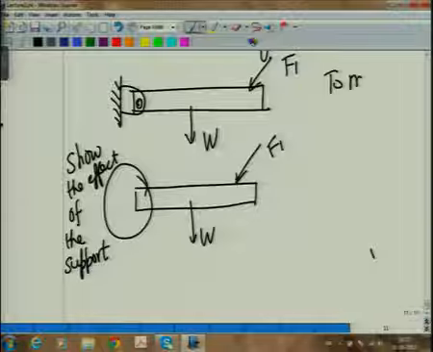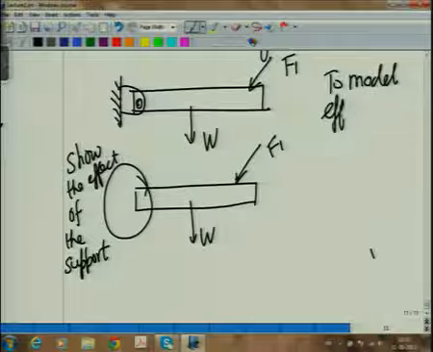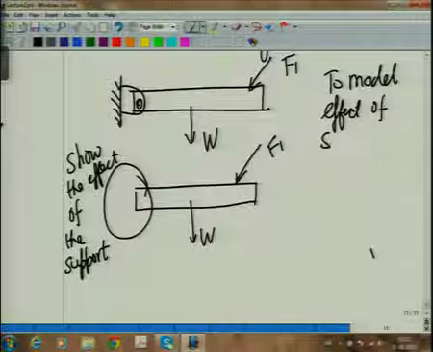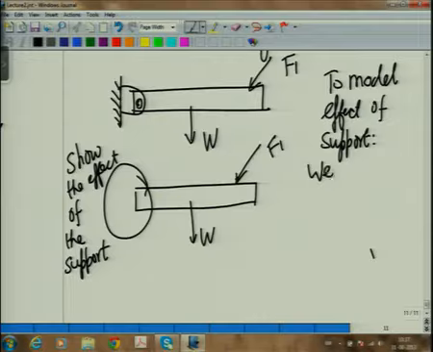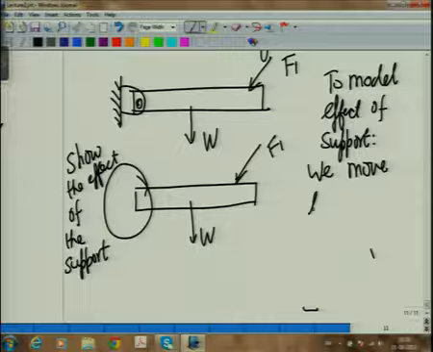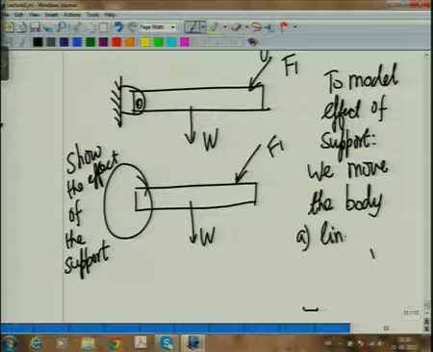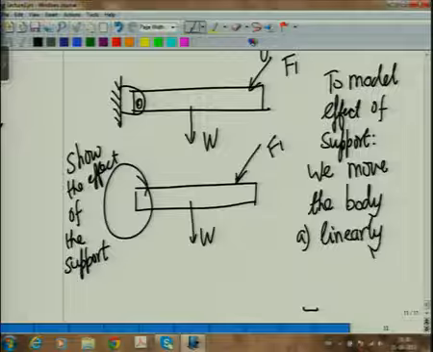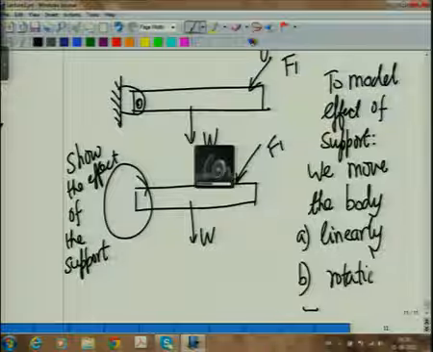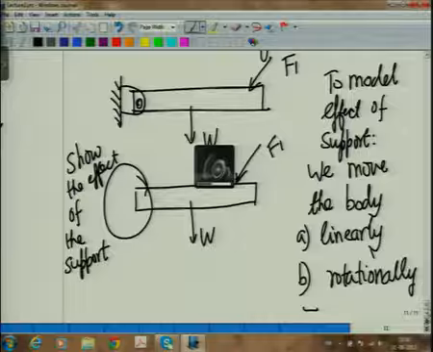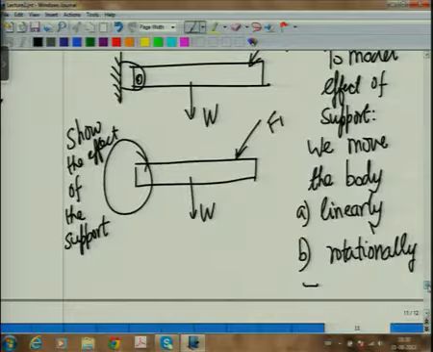To model the effect of support, we move the body linearly and rotationally. And what do I mean?